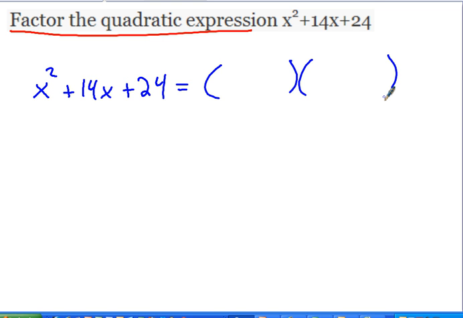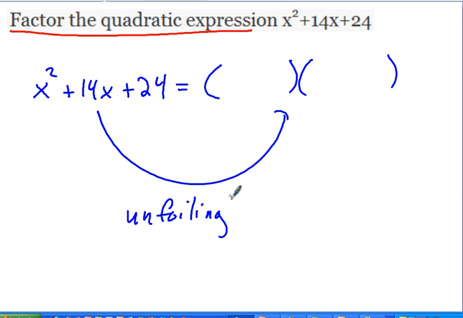If I want to turn this quadratic into a product of two small things, Tim, what do we do? Figure out what two factors of 24 add up to 14. Perfect. Exactly. Good. Those are the magic numbers we're looking for. All we're doing here is unfoiling, so to speak. We want to know what two factors we would have to FOIL together to get this.